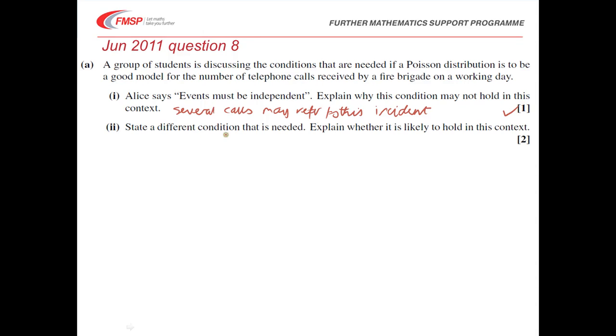Okay, so state a different condition that is also needed and explain whether it is likely to hold. Okay, so we need calls to occur at a constant rate. So that's a condition. And again, if you don't mention the word calls, you're not going to get your first mark. So we now need to know why it's likely to hold or not.